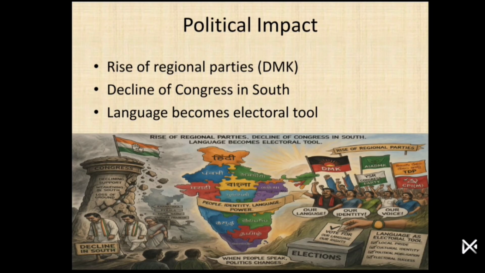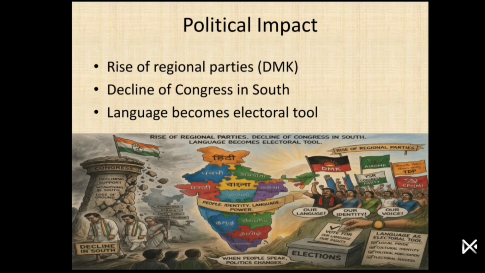Political impact on language. Now, let's understand the political impact of this situation. In the 1960s, especially in South India, people started feeling a strong fear that Hindi might be imposed on them, that their own language might lose importance. So because of this fear, large protests began. Students came out on the street. There was anger, resistance, in some places even violence.